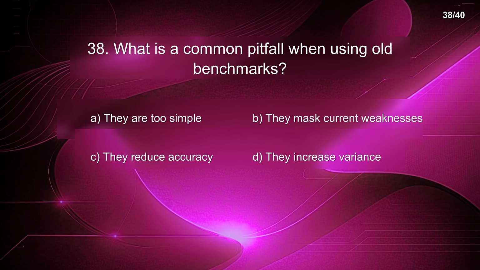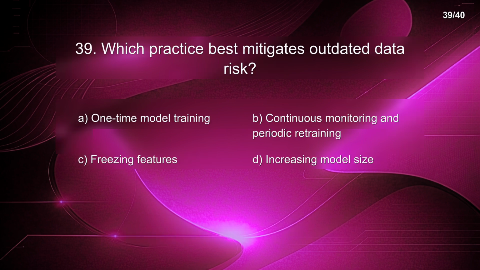Correct answer is B. They mask current weaknesses. 39th question. Which practice best mitigates outdated data risk? A. One-time model training. B. Continuous monitoring and periodic retraining. C. Freezing features. D. Increasing model size.